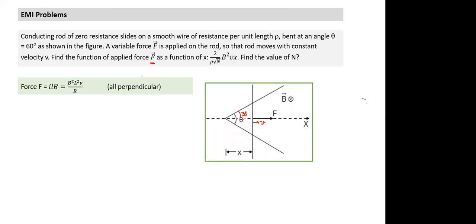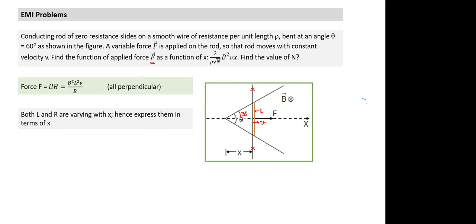All three are mutually perpendicular. So let's look one by one at which term is varying. B is not varying. What is L here? We are talking about current flowing in this loop. So when we talk about L vector, this length is not contributing to EMF. What length do we have to take here? Both L and R are varying. This is the value of L we should take, the length of the loop which is varying. This is L. So in terms of X, I have to write this L.